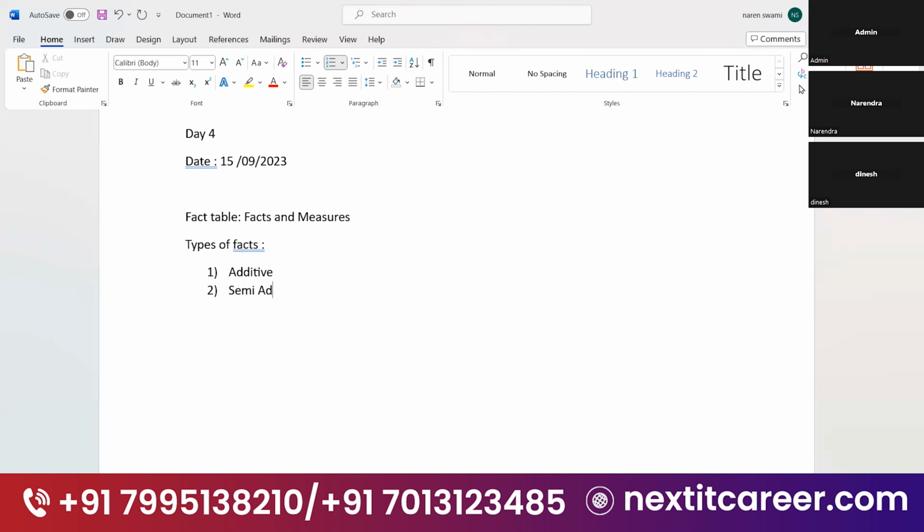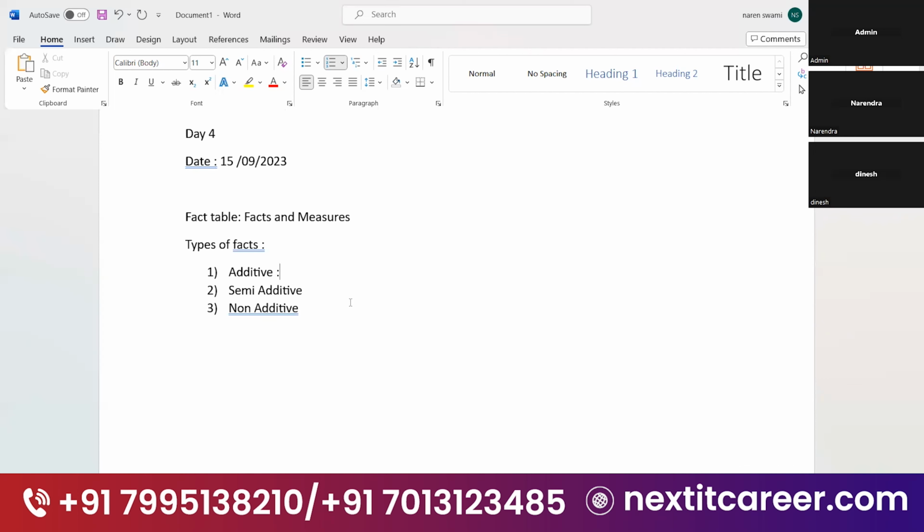When you are explaining any concept, go with an example. Even in an interview, if someone asks what the types of facts are, and you only say additive, semi-additive, non-additive, it is less clear. But if you go with an example, they will understand a clear picture. So go with an example any time.